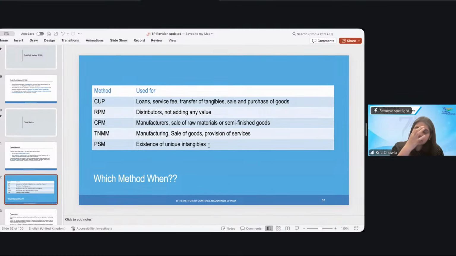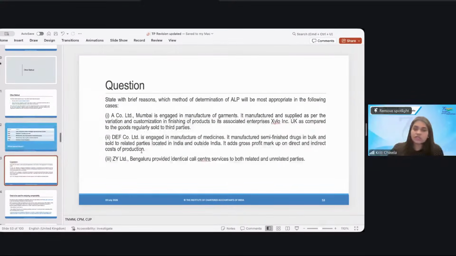So this is like a slide in summary. Now we have three questions out here where we have to state with brief reasons which method will be appropriate in these kinds of cases. I'll give you 2 minutes to read through these three scenarios, and then we can discuss it. So just read through these scenarios.